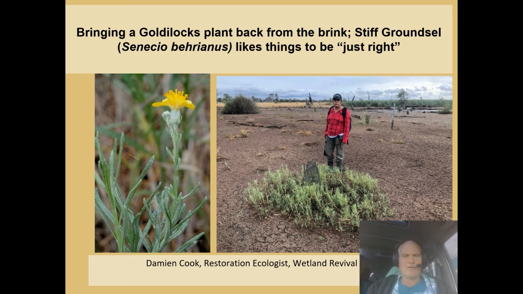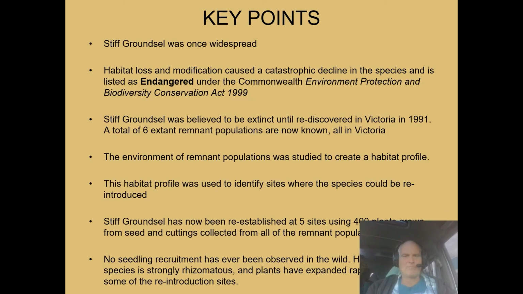So the key points to this presentation are that stiff groundsel was once a very widespread species occurring throughout the Murray-Darling Basin and a little bit to the south, all the way from up near Bourke in New South Wales down to Murray Bridge in South Australia and through Western Victoria to sort of north-central Victoria. There was a lot of habitat loss and modification, which caused a catastrophic decline in the species, and it's listed as endangered under the Commonwealth Environment Protection and Biodiversity Act.